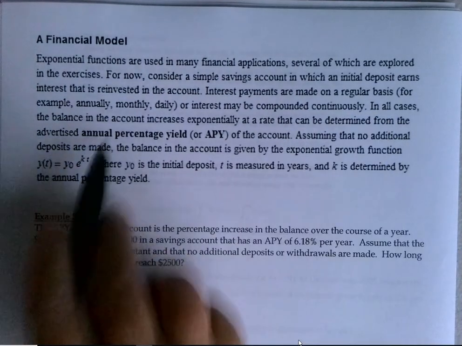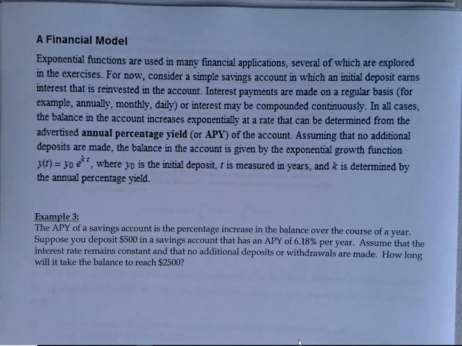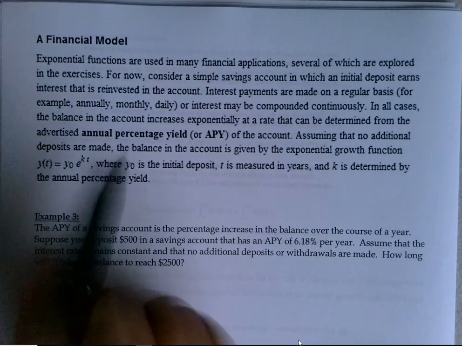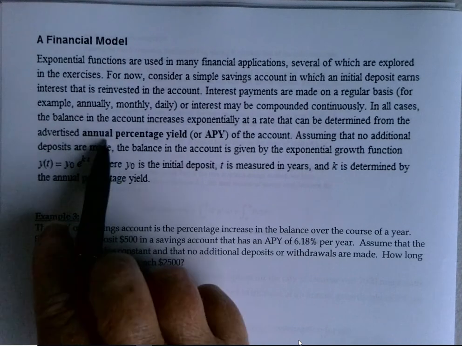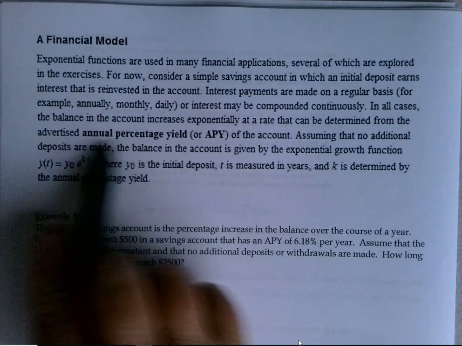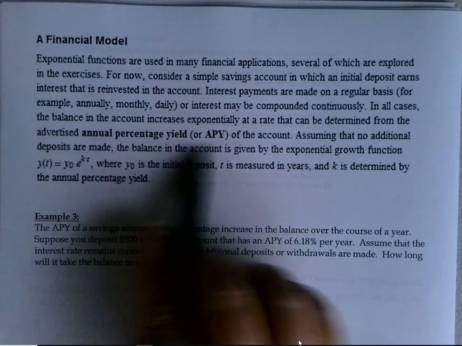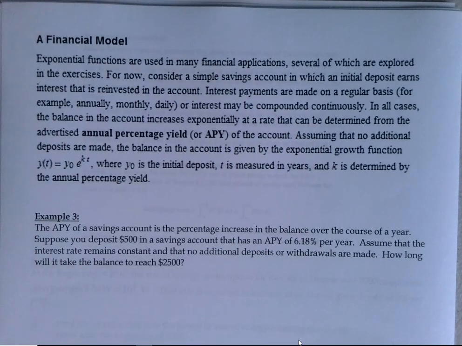In all cases, the balance in the account then increases exponentially at a rate that can actually be determined. If this is a deposit in a bank account, the rate comes from what the bank advertises, which is not actually its growth rate. Banks always advertise their annual percentage yield, or APY. We can use that value to calculate the constant growth rate, but it'll be a little bit different than this APY. We're going to do an example, and then we'll talk about why we think banks prefer to advertise the APY rather than the actual annual growth rate.